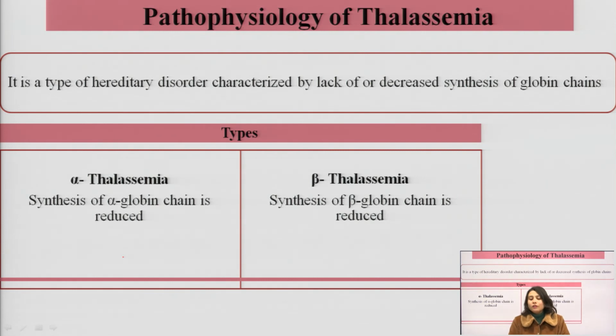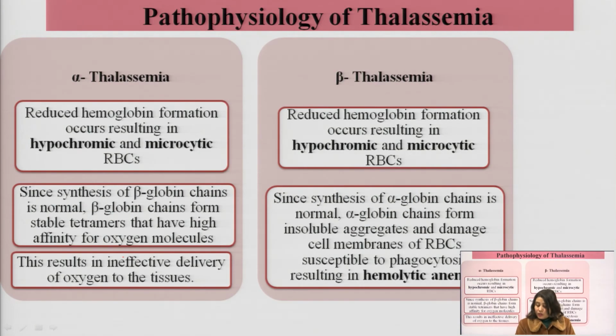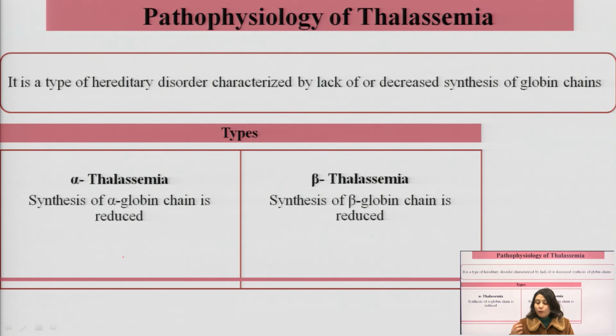Now we move ahead to the pathophysiology of thalassemia. Thalassemia is a type of hereditary disorder characterized by a lack of or decreased synthesis of globin chains. I already told you that there are 2 alpha globin chains in hemoglobin and 2 beta globin chains in hemoglobin. Now there are 2 types of thalassemia. There is alpha thalassemia, in which the synthesis of alpha globin chains is reduced. Then there is beta thalassemia, in which the synthesis of beta globin chains is reduced. Now this beta thalassemia is basically a more severe form.